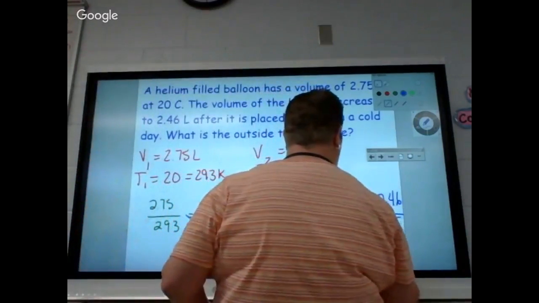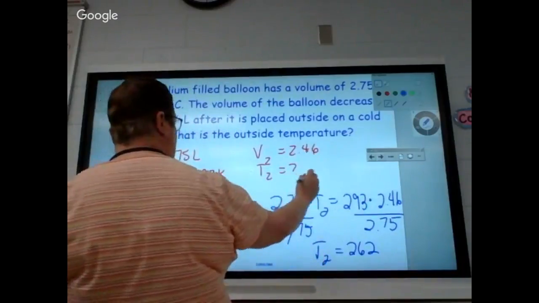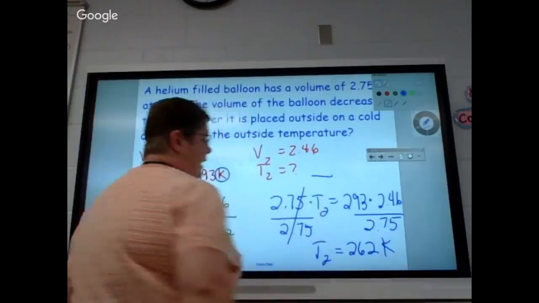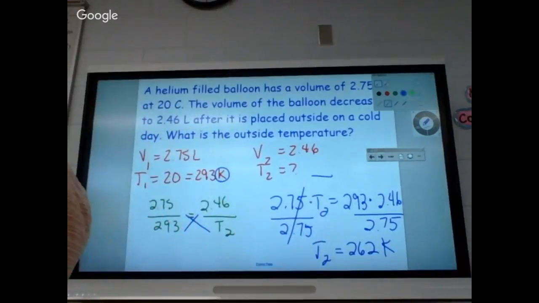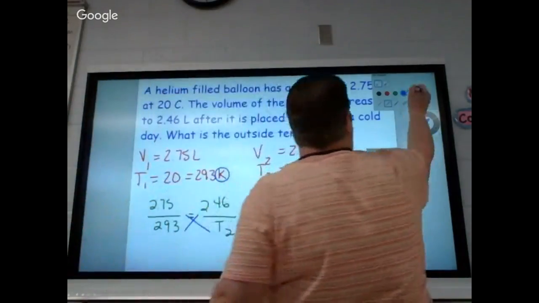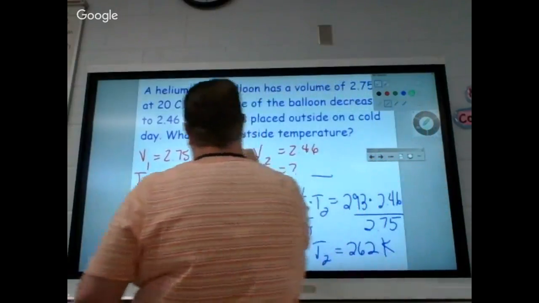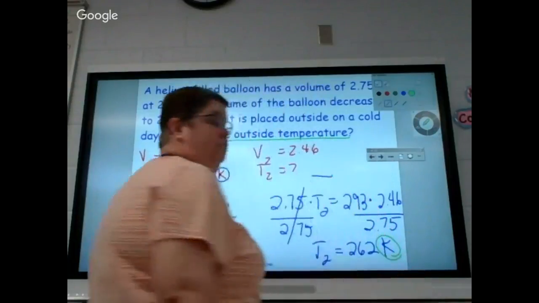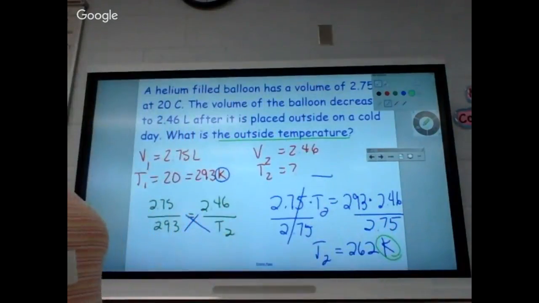All right, now what unit is T2 in? That's in Kelvin. Now, does the question say to find my temperature in Kelvin or Celsius? No. It doesn't say, right? So if it was me, I'm a little on the lazy side. It just says, what is the outside temperature? I would leave it in what? I'd leave it in Kelvin. Because if it doesn't tell me to find it in Celsius, I would just leave it in Kelvin.